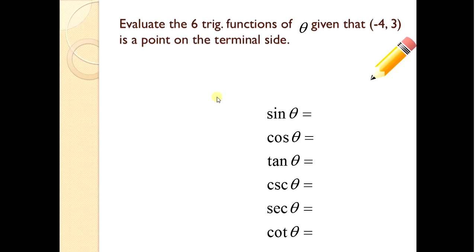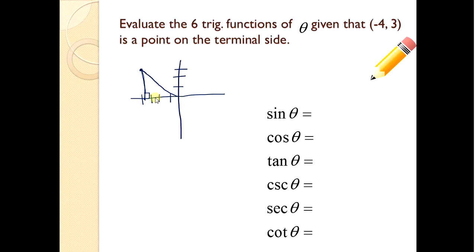So I'm going to evaluate the 6 trig functions of theta given negative 4, 3 as a point on the terminal side. So let's actually figure out what that looks like on a coordinate plane, right? Negative 4, 3. I'm going to go over 4 and up 3. Right there. That's my point. Now, if I connect from here, the origin, to there, and drop down a perpendicular, it's not a very good perpendicular, but nevertheless, I get a triangle like that.